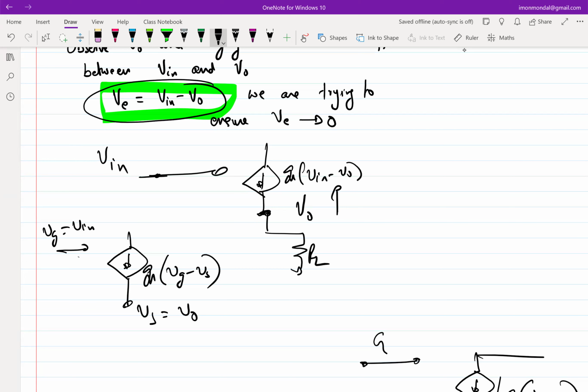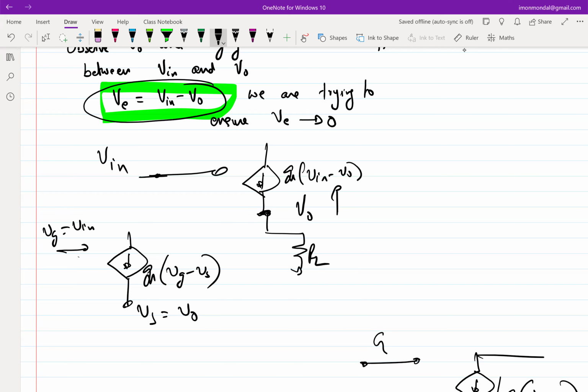So let's assume that for some reason I change the RL, right? I change the RL and V naught increases. V in I haven't changed. V naught increases. If V naught increases, by virtue of the action of a voltage controlled voltage source, what should the output do? Should the output change or shouldn't change? In a voltage controlled voltage source, if I change RL, should the output change? No.